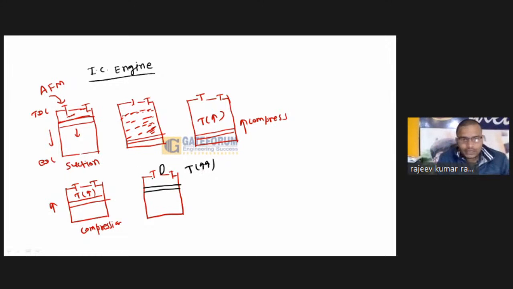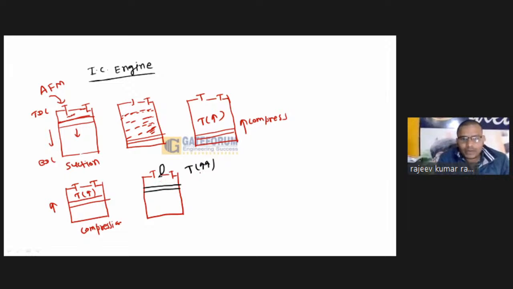So what's happened, here petrol is there, fuel is there. At the end of compression the temperature is very, very high. At the same time, a spark is going to ignite. And when the spark starts there, there will be burning. When the sparking happens, fuel is there at higher temperature, so there will be burning.